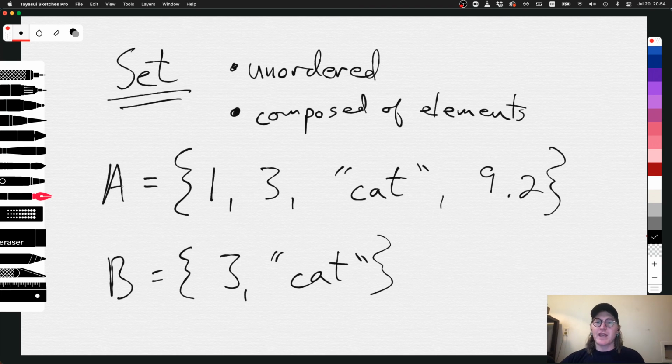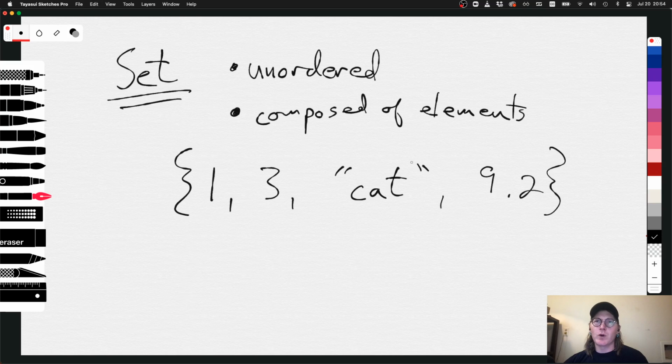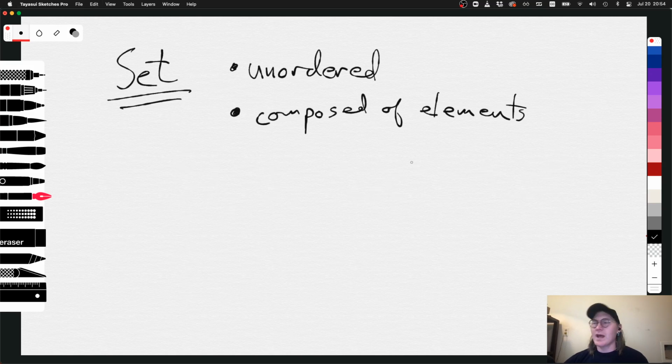B is a subset of A. So all the elements that are in B exist in A. A very important part of an aspect of sets that's going to be very important for us is that we cannot have duplicates. So composed of elements, these are unique elements. So this is very important. There are no duplicates.